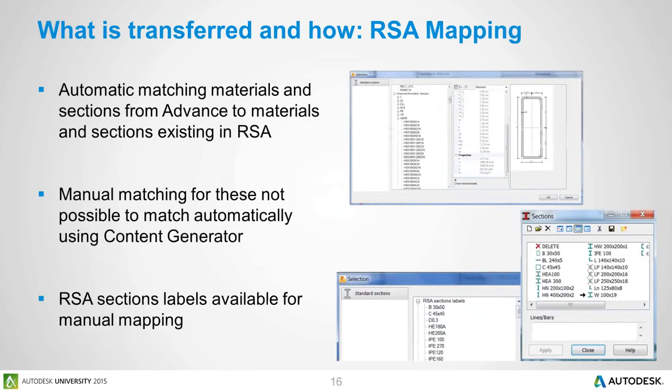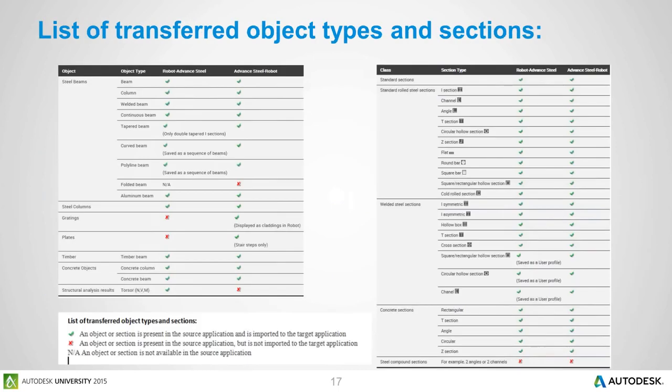The mapping of Advanced Steel profiles and materials in Robot is similar to the link between Revit Structure and Robot, and it is also possible to match Advanced Steel profiles with previously created RSA section labels. This slide shows the list of currently transferred object types and sections.